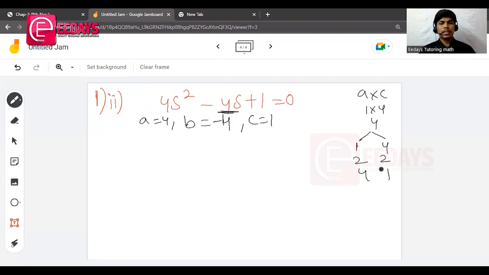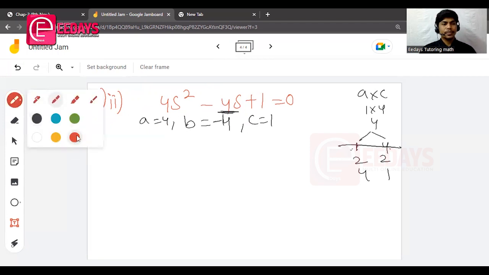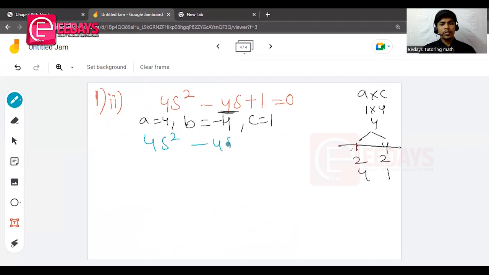What is the middle one? 4s is there. 1 plus 4 is 5. 5 is not matching. 4 minus 1 is 3, it is not matching. We can cross it, there is no use. And 2 plus 2, that is 4. Okay, now it is matching, right? So we can write the equation 4s square minus 4s plus 1 is equal to 0.